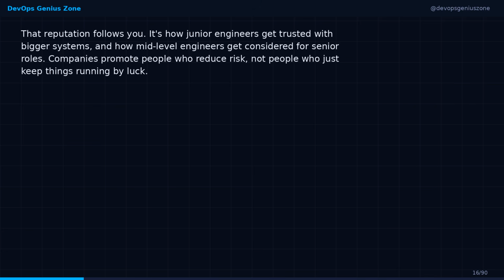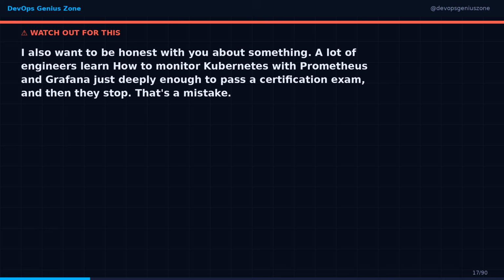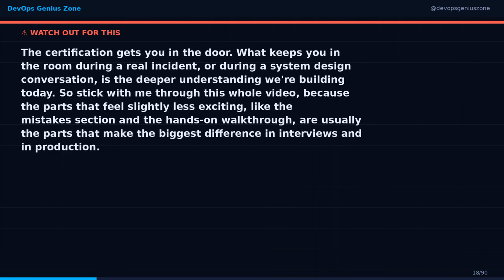I also want to be honest with you about something. A lot of engineers learn how to monitor Kubernetes with Prometheus and Grafana just deeply enough to pass a certification exam, and then they stop. That's a mistake. The certification gets you in the door. What keeps you in the room during a real incident, or during a system design conversation, is the deeper understanding we're building today. So stick with me through this whole video, because the parts that feel slightly less exciting, like the mistakes section and the hands-on walkthrough, are usually the parts that make the biggest difference in interviews and in production. Here is the foundational concept you need to understand.